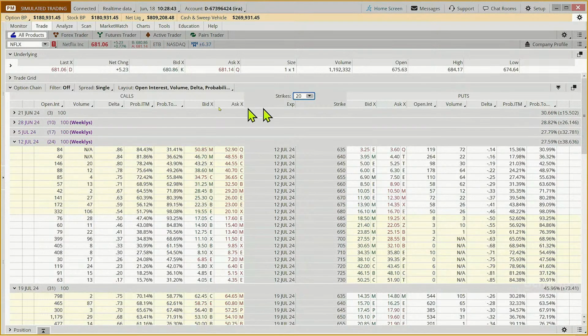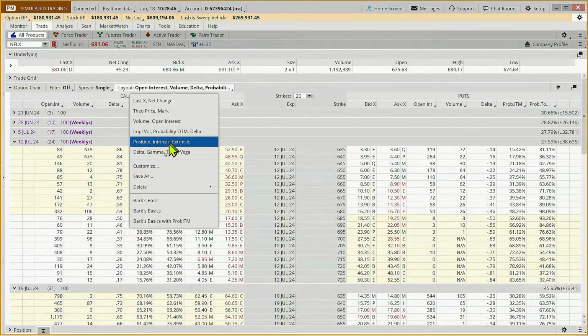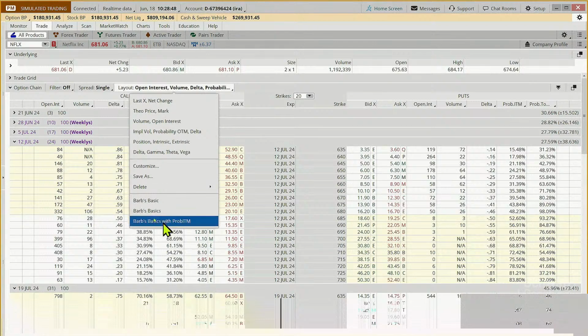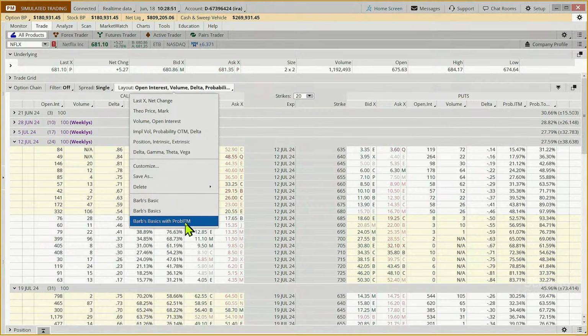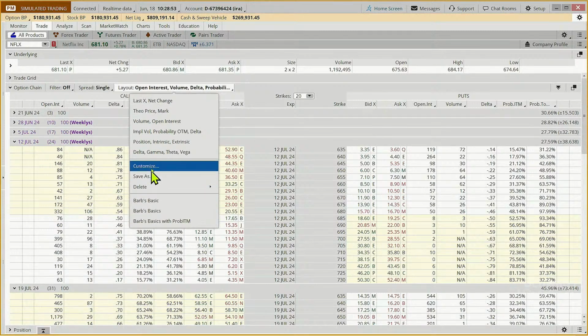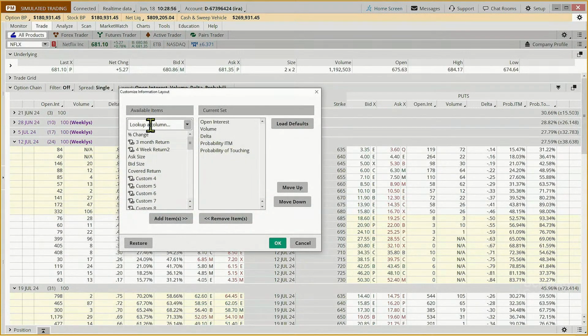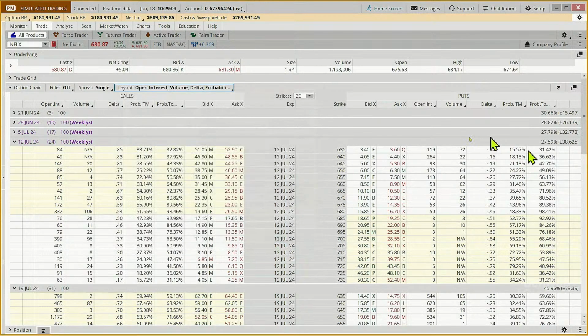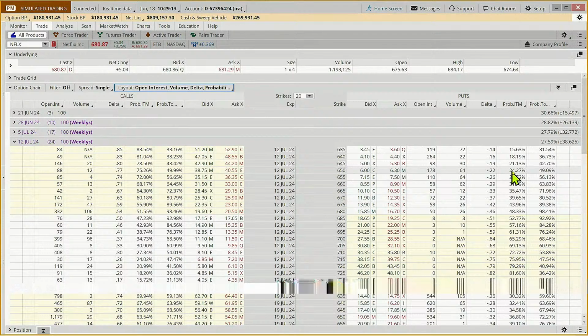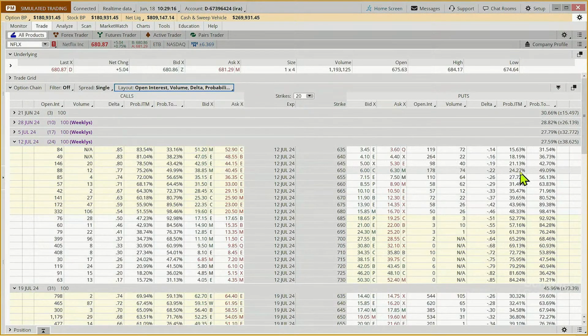Now, I added this probability in the money column. If you don't have that on yours, you can just customize it. I have created something called Barb's Basics with probability in the money. You just come to customize, start typing in probability, and you can add that. Okay, so I already put it on here. What this means is if I come to this 650 strike, we've got a 24% probability of this being in the money, which means you've got a 75% probability of this expiring worthless.